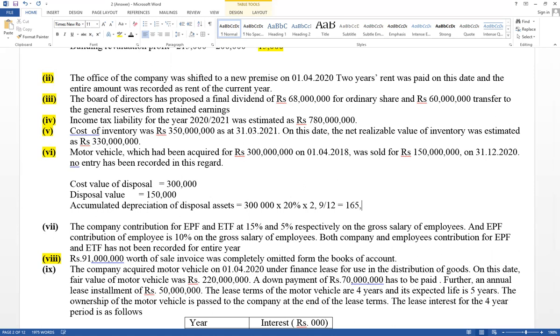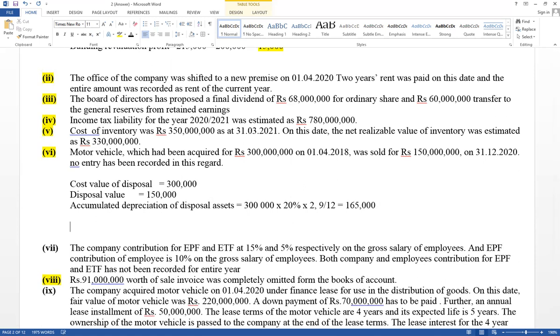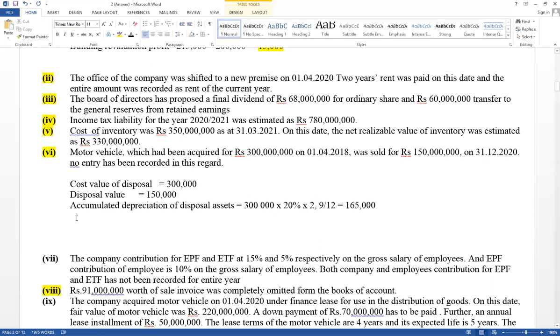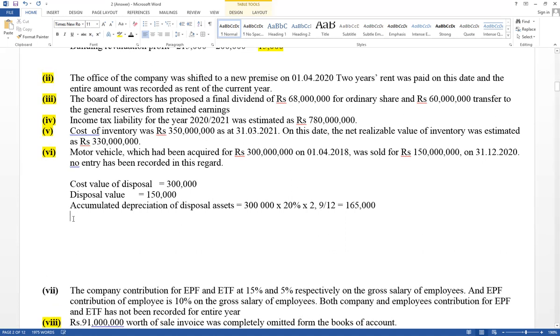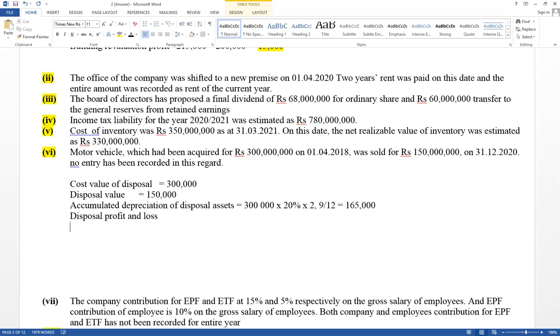165,000 accumulated depreciation. Then you have to calculate disposal profit and loss also. For that, you have to prepare disposal accounts. Prepare the disposal account also to find the disposal profit and loss. As well as you have to calculate annual depreciation also.